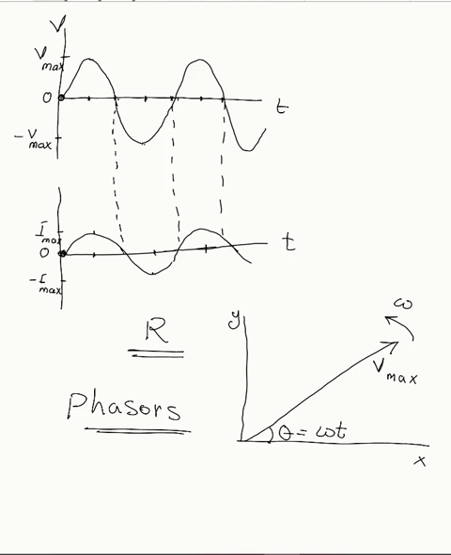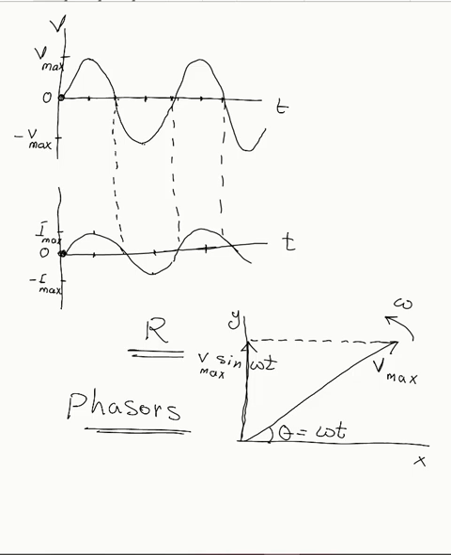Now, if the voltage phasor makes an angle of theta equals omega t with the x-axis, it follows that its y component is V max sine omega t. So let's look at this. The y component here, this vector here, is V max sine omega t. Now again, this is only for the case that we have the resistor in the system.